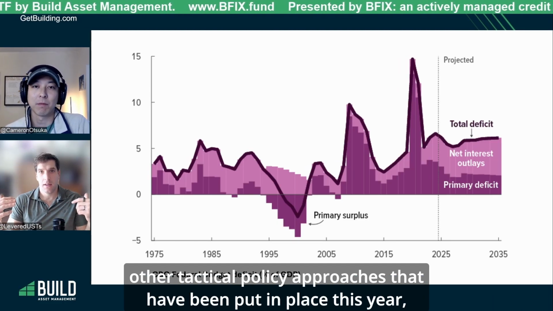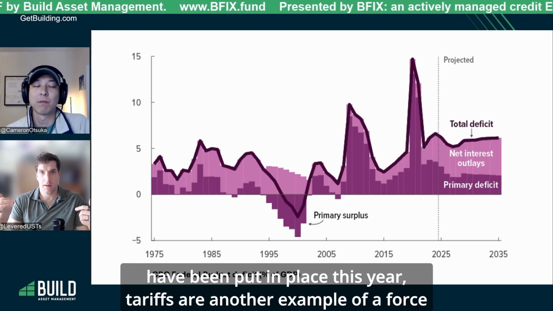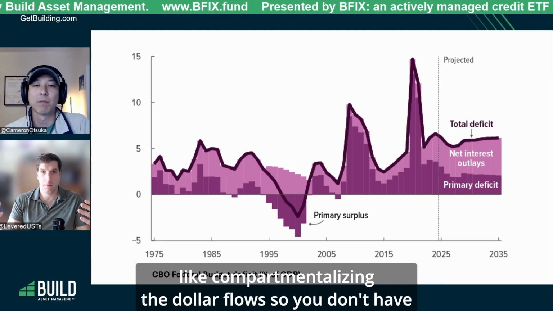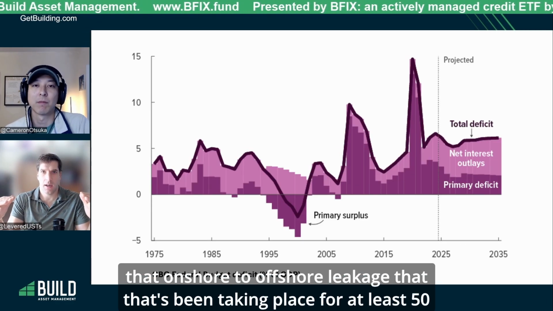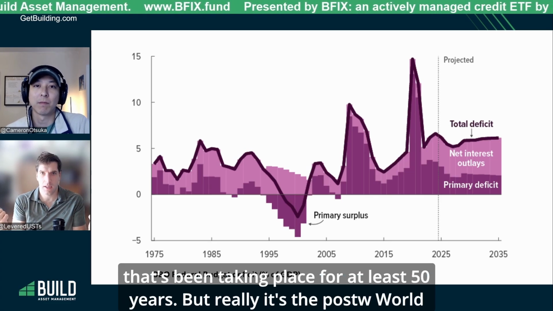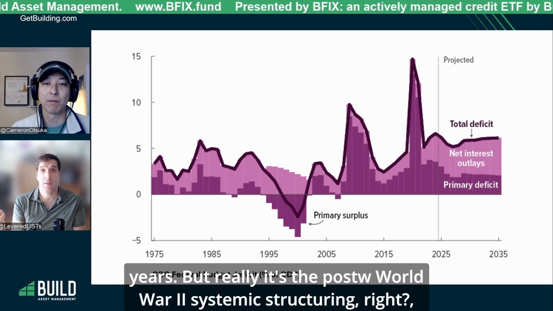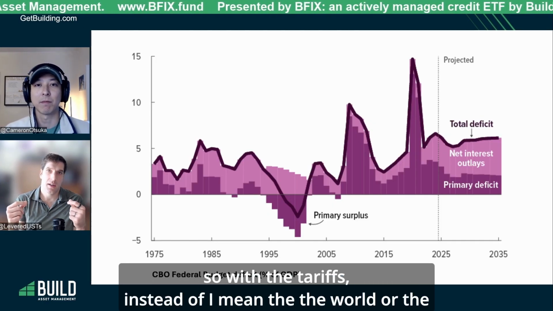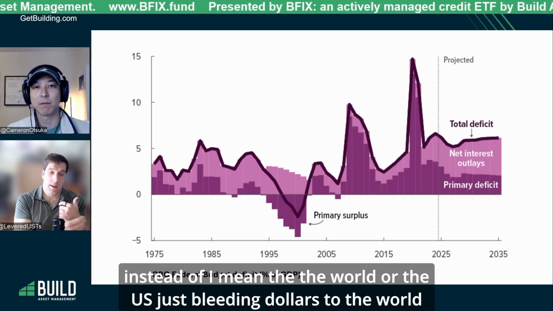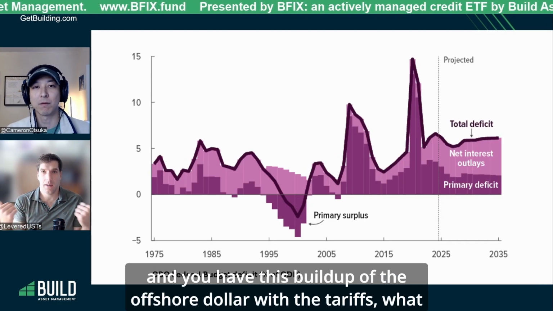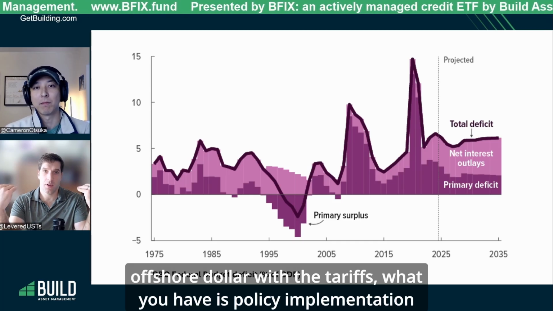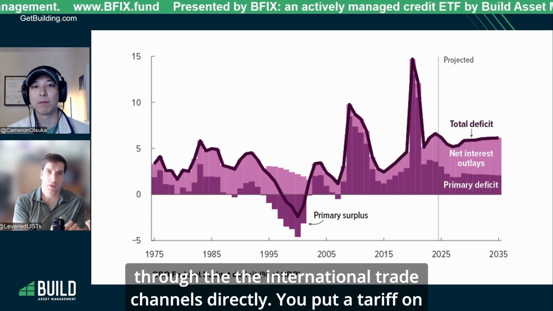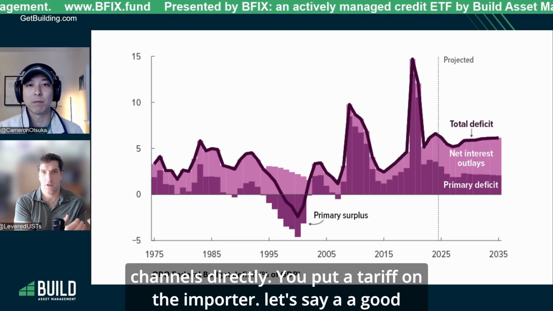And if you think about the other tactical policy approaches that have been put in place this year, tariffs are another example of a force working in the same direction, compartmentalizing the dollar flows, so you don't have that onshore to offshore leakage that's been taking place for at least 50 years, but really it's the post World War II systemic structuring. Right. So with the tariffs, instead of the US just bleeding dollars to the world, and you have this buildup of the offshore dollar, what you have is policy implementation through the international trade channels directly.